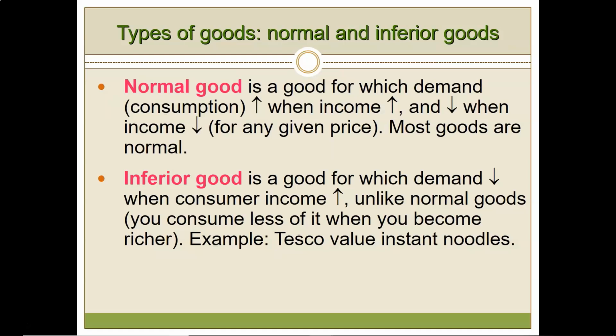So, summary: normal goods are goods which you buy more of when your income goes up, and inferior goods are goods of which you buy less when your income goes up.